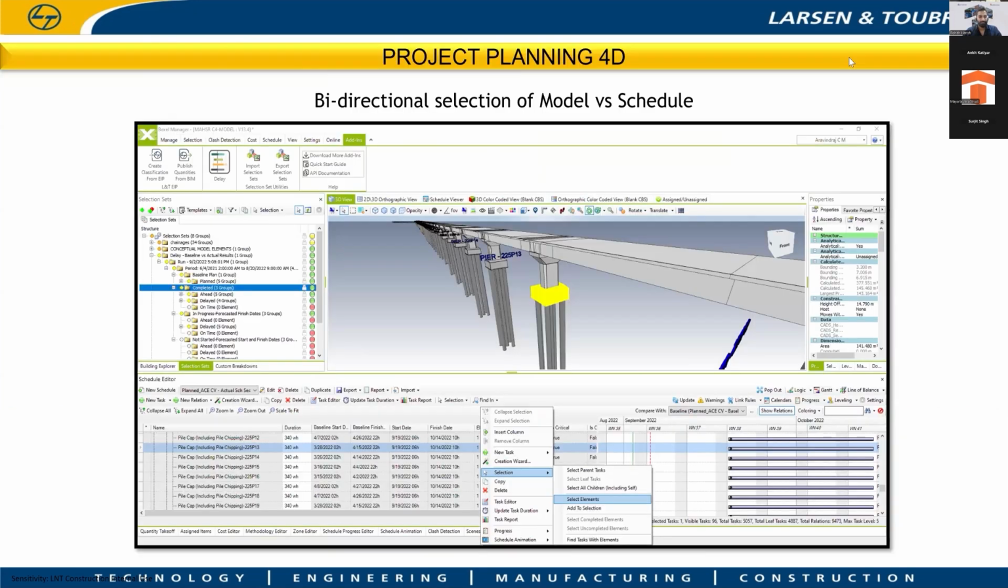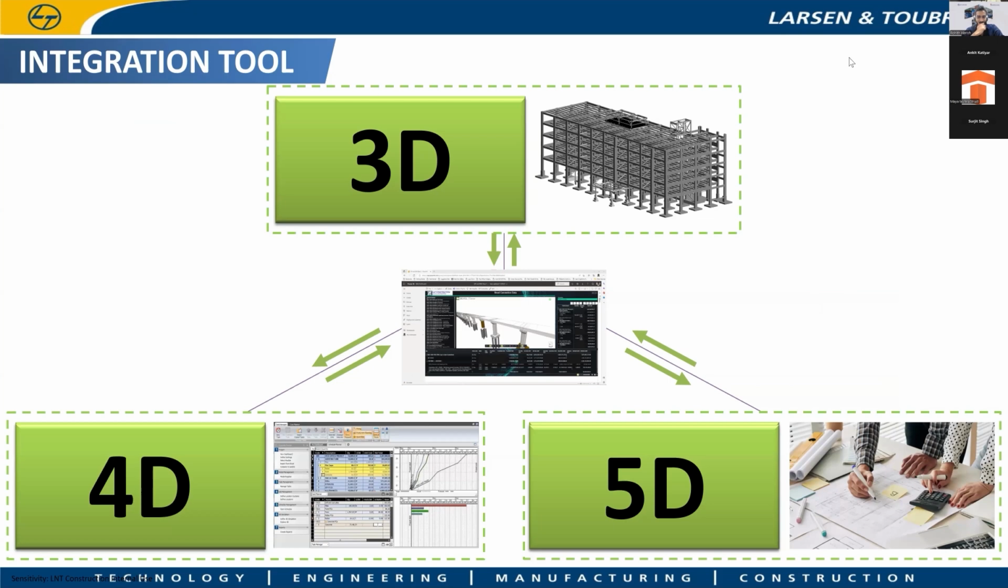And parallelly, we can also add cost to that, since the model can generate quantities in a precise way. On top of it, if I add cost as a parameter, then I can achieve 5D, through which I can control the project planning in terms of what is my plan, what is my actual status, and all the cost analysis, everything can happen through BIM.